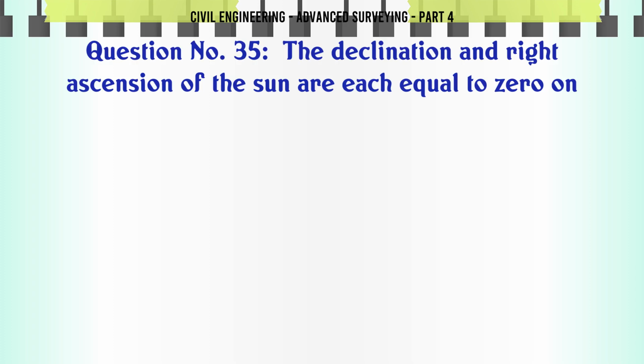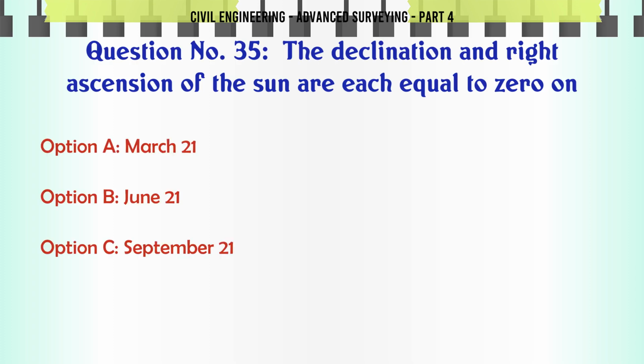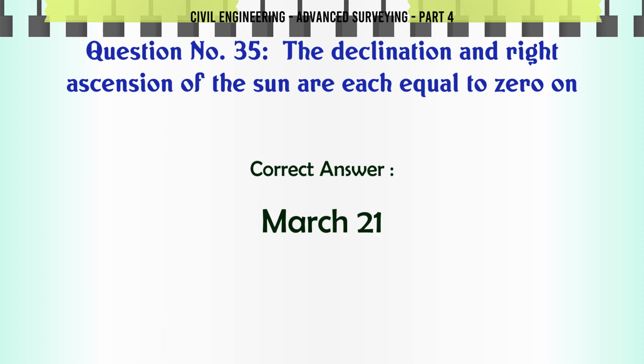The declination and right ascension of the sun are each equal to 0 on: A. March 21st. B. June 21st. C. September 21st. D. December 22nd. The correct answer is March 21st.